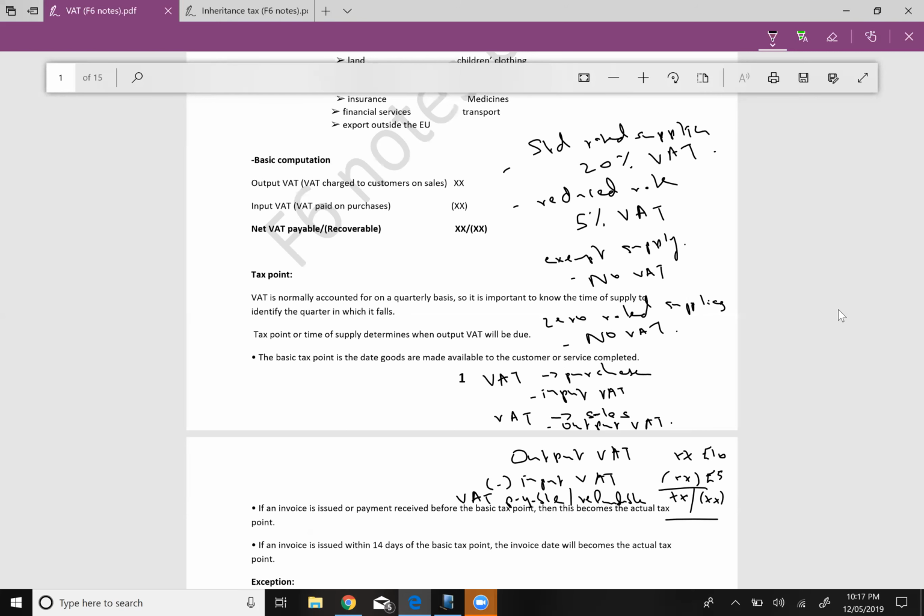So you have collected £10 from consumers, but on your purchases you have paid VAT of £5, right? So now you will make an adjustment over here. It means you have to pay £5 VAT to the tax authorities. This is the net amount that you have to pay to the tax authorities.